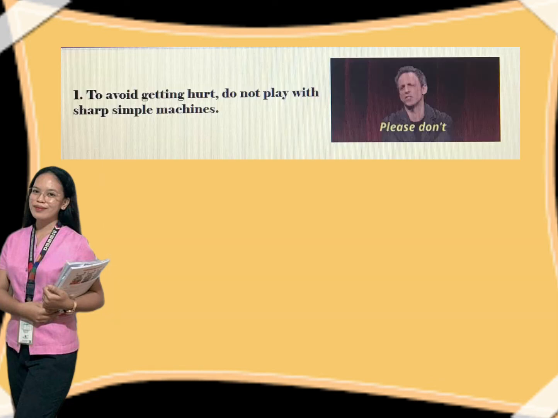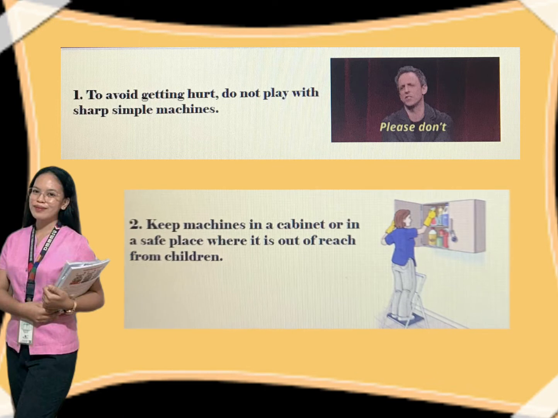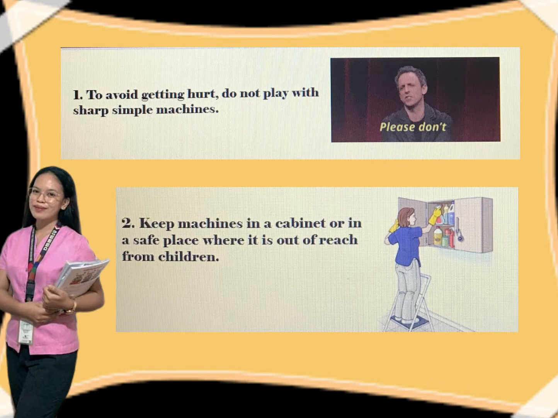Number 1 is to avoid getting hurt. Do not play with sharp simple machines, or simply cover the machines that have sharp things for the safety of everyone. Number 2 is keep machines in a cabinet or in a safe place where they are out of reach from children, since children love to touch anything they see, so we must think of their safety.